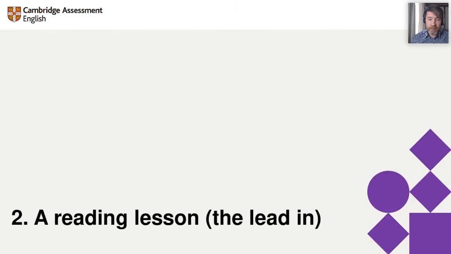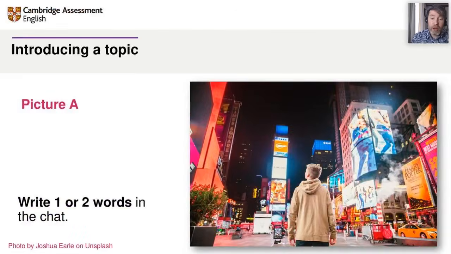Okay. Now, next, I'd like us to start looking at the beginning of an online lesson that develops reading skills. I'm going to show you some images, and as I show you the image, I'd like you to write the first one or two words that come to mind as you see it. So it could be something you see in the picture, the way it makes you feel, anything at all.